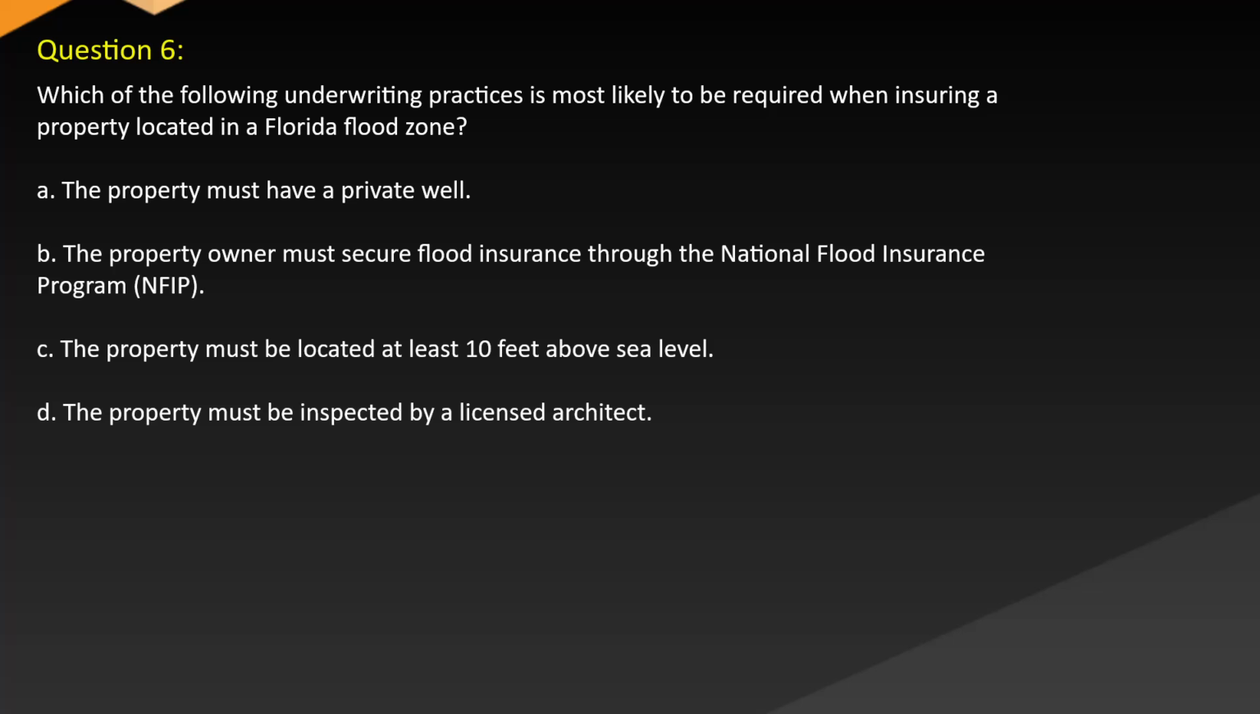Question 6. Which of the following underwriting practices is most likely to be required when insuring a property located in a Florida flood zone? A. The property must have a private well. B. The property owner must secure flood insurance through the National Flood Insurance Program (NFIP). C. The property must be located at least 10 feet above sea level. D. The property must be inspected by a licensed architect.